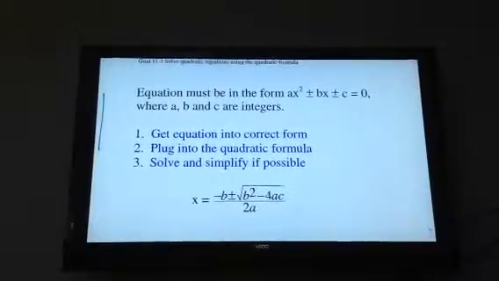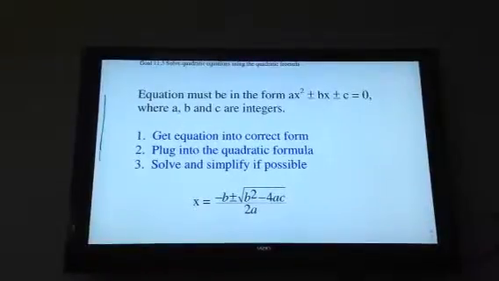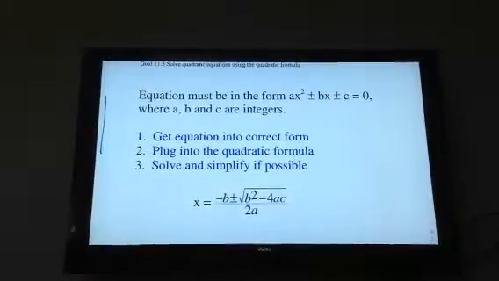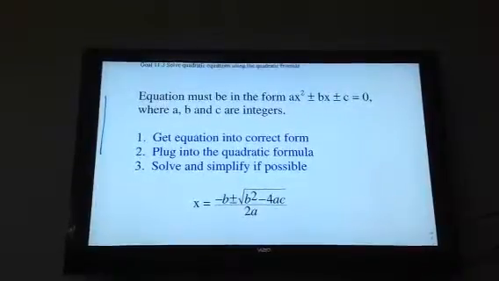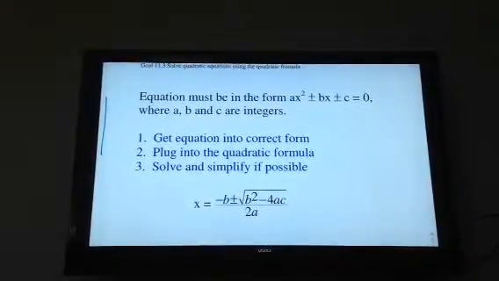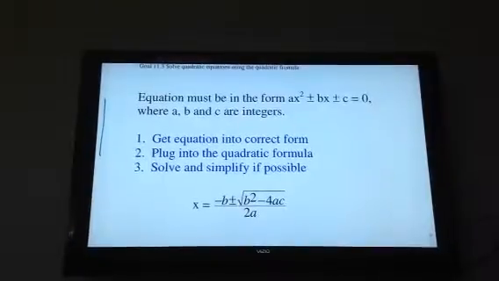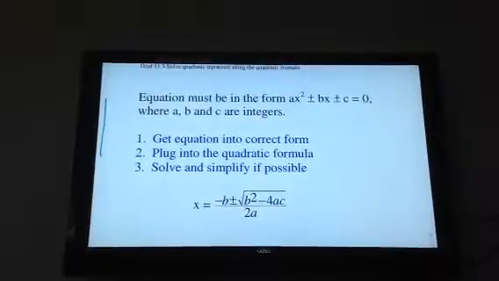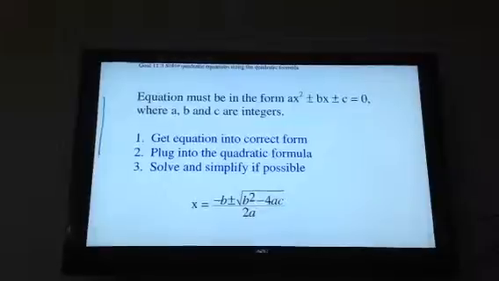Negative b plus or minus the square root of b squared minus 4ac, all over 2a. I'll do it again. Negative b plus or minus the square root of b squared minus 4ac, all over 2a.